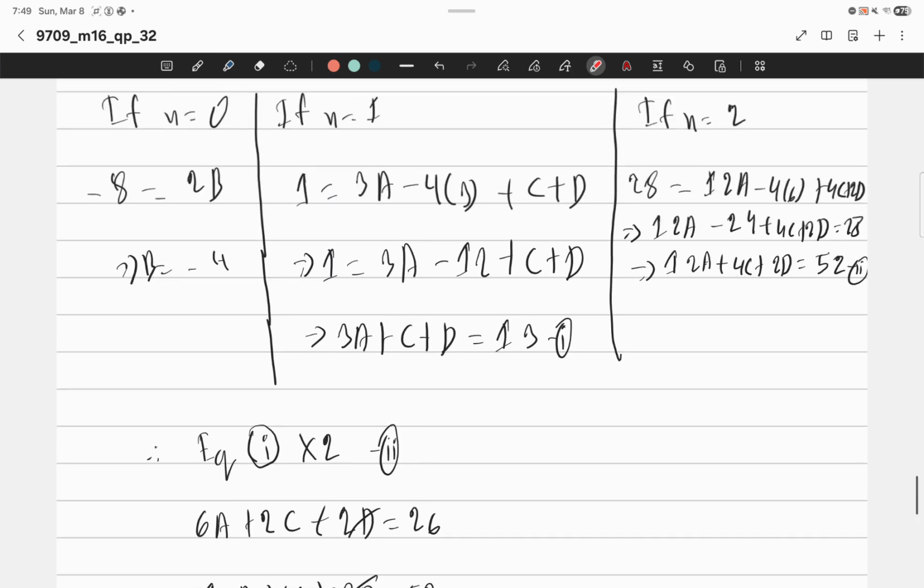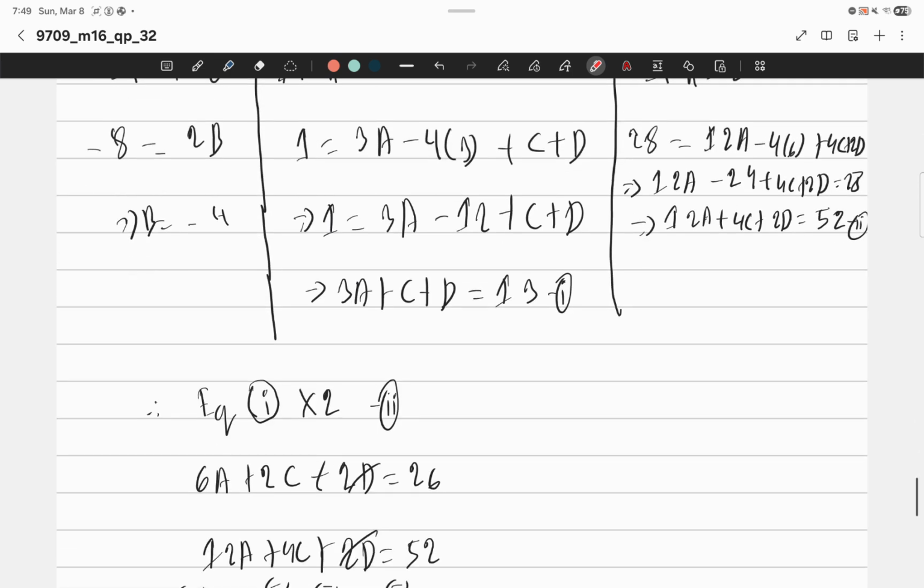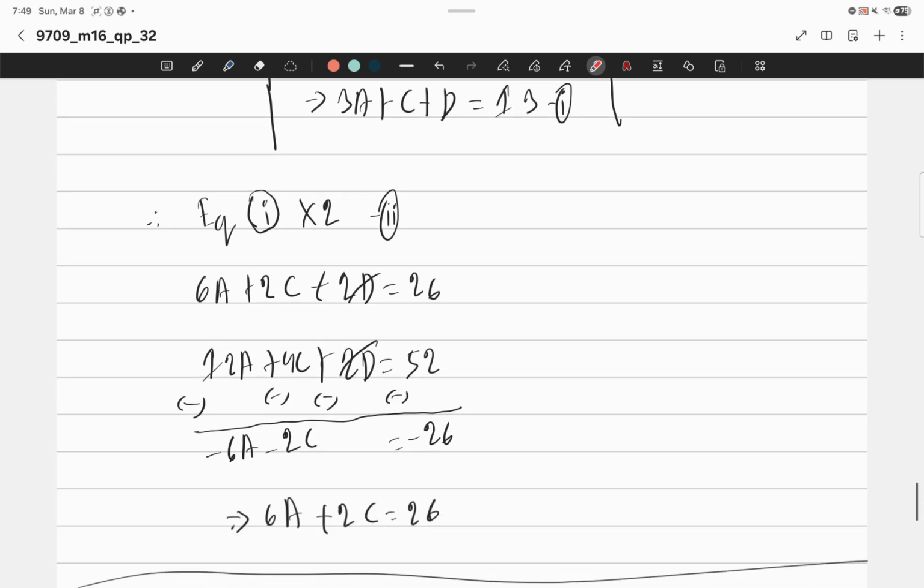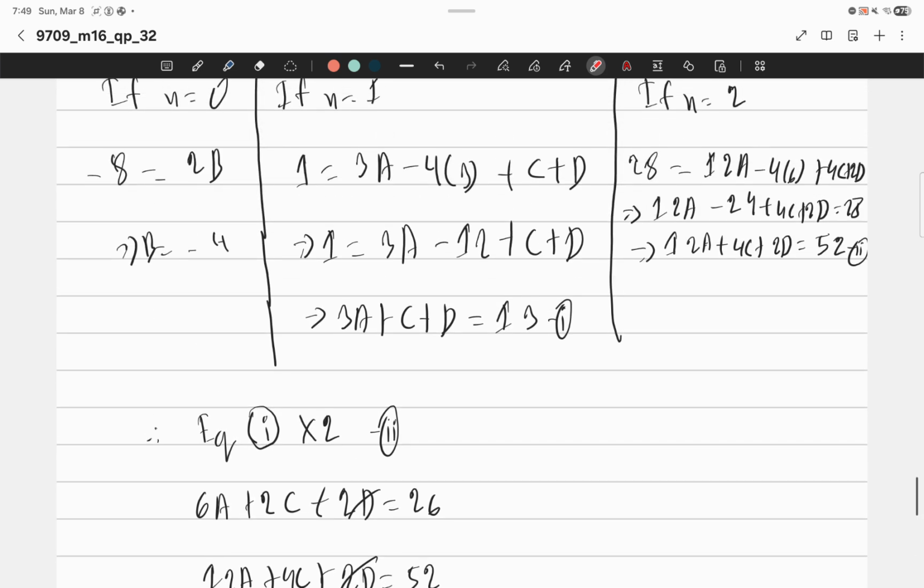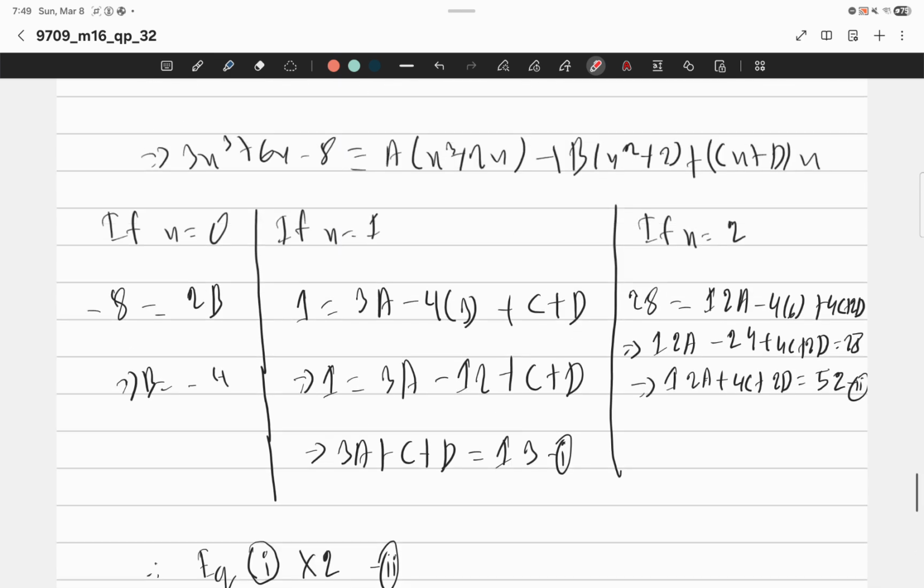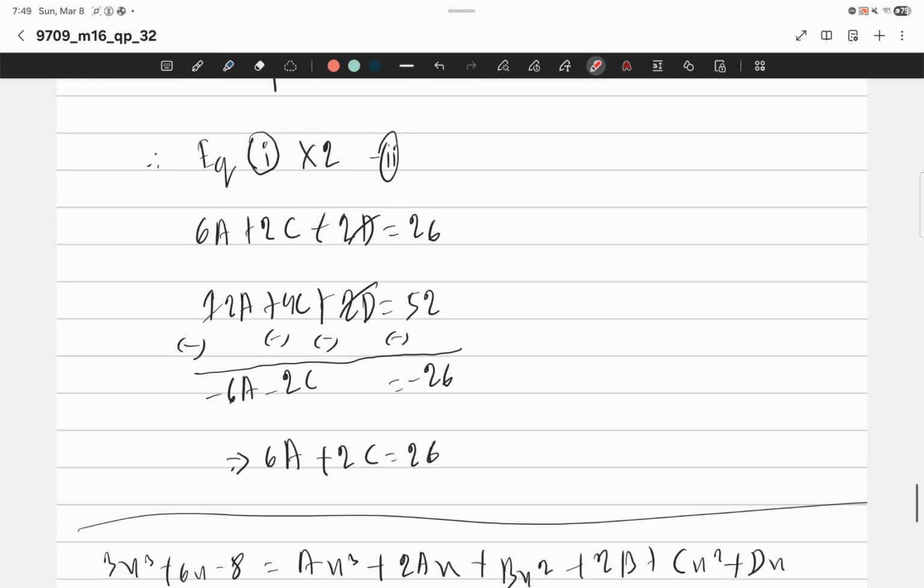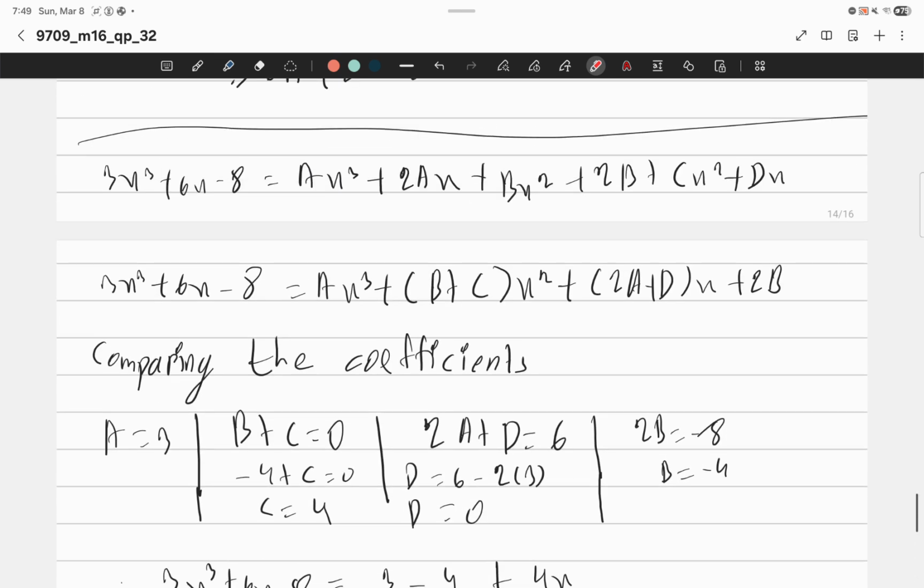But as you guys can see, if we do it here, it's actually creating a problem. It's a loop. After we found v, we are unable to find either a, c, or d. We eliminate one equation, we get another equation. So what's another way?